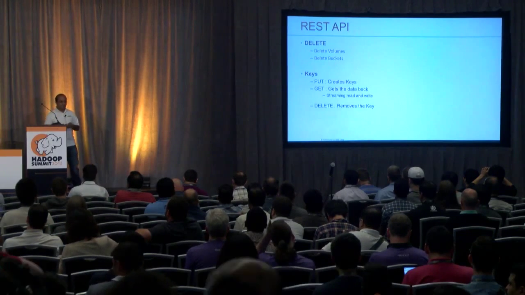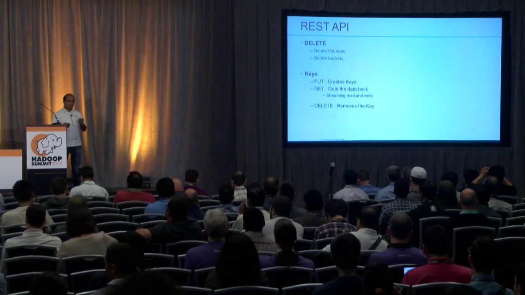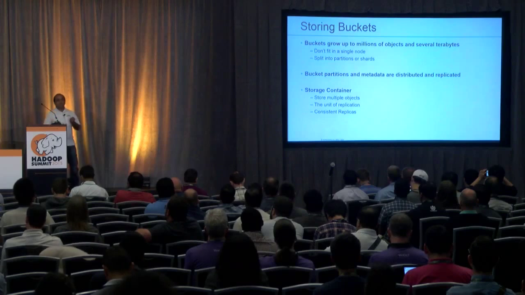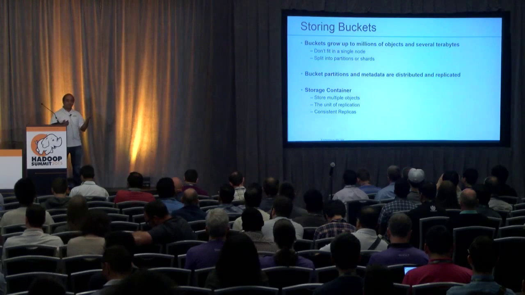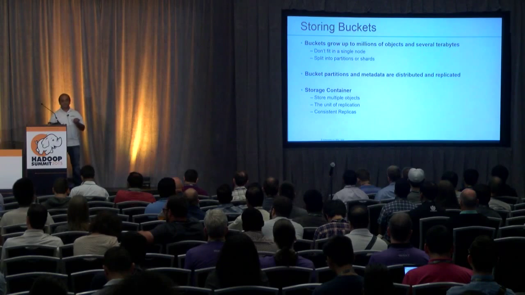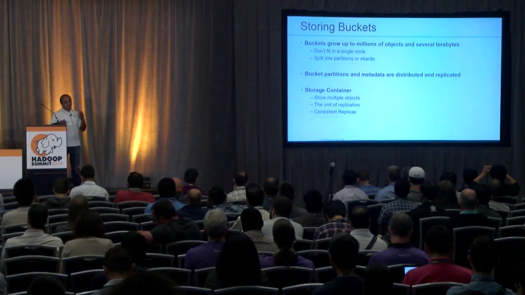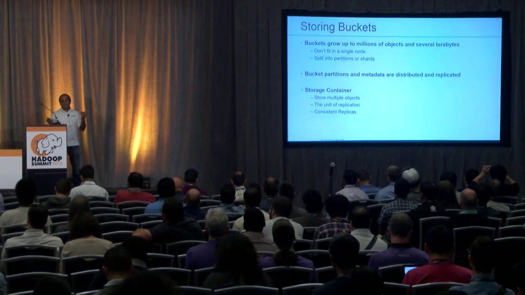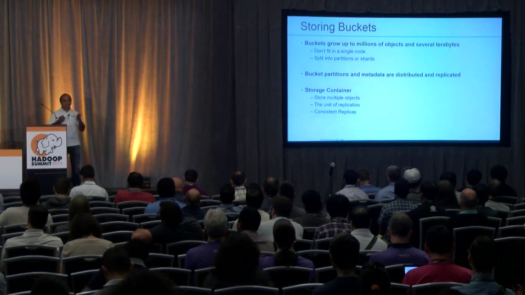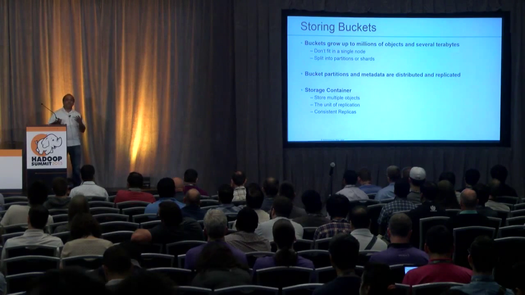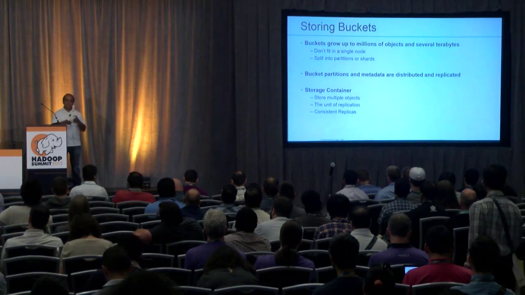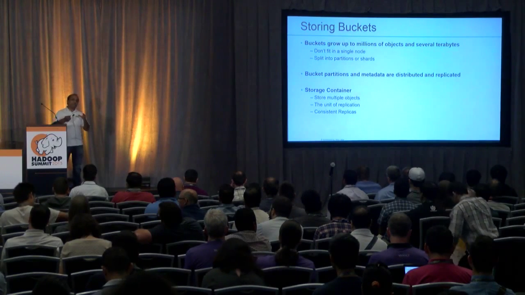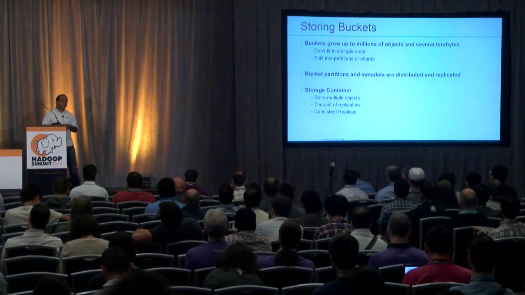Now, how do we store these buckets, these keys and values across the cluster? So we are introducing a notion of storage container. A bucket can be pretty big, so it cannot fit in a single node. So we have to partition it into sets of keys, a popular mechanism of horizontal sharding that we often see. So that is the notion of bucket partition. Now, a bucket consists of bucket partitions where each partition has a set of keys and some associated metadata.